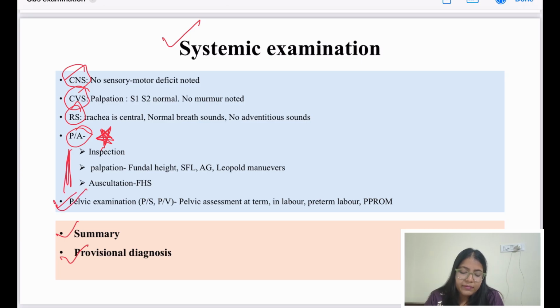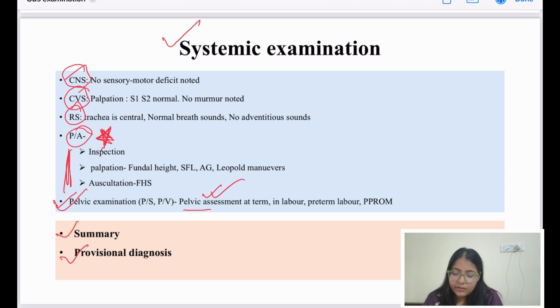And then pelvic examination in some selected cases, not in all cases. These are patients in whom you want to do pelvic assessment at term, to see whether she will be able to undergo normal vaginal delivery.